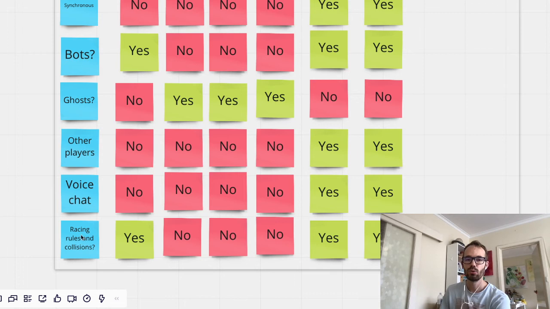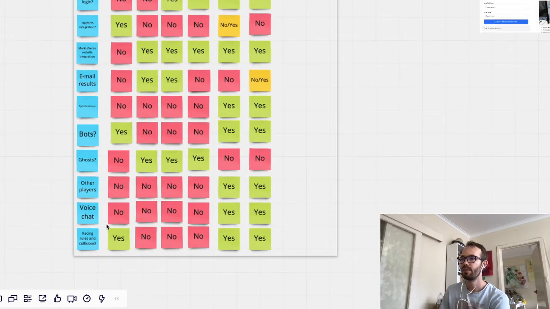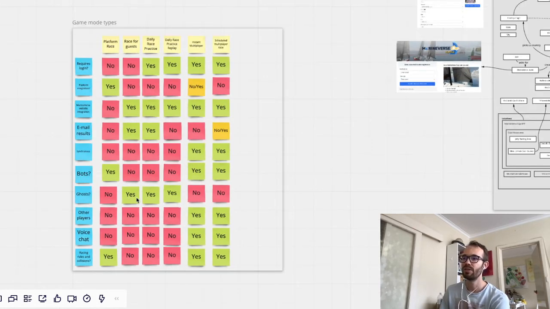And lastly, for this video, are there racing rules and collisions? Can you interact with other boats? Essentially, you cannot interact with ghosts, and therefore those things don't apply in the game modes with ghosts. But if you're racing a bot that you can collide with, or if you're racing another player that you can collide with, then we have collisions and we will have sailing rules.